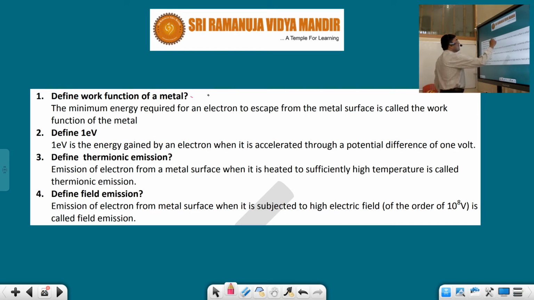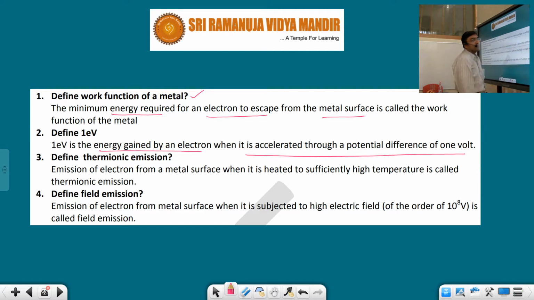Now, what is a work function? Very simple. You have to supply some minimum energy so that the electron escapes from the metal surface. That is called work function. Now, what is electron volt? You should define electron volt. It is the energy gained by an electron when it is accelerated through a potential difference of 1 volt. That is called electron volt.